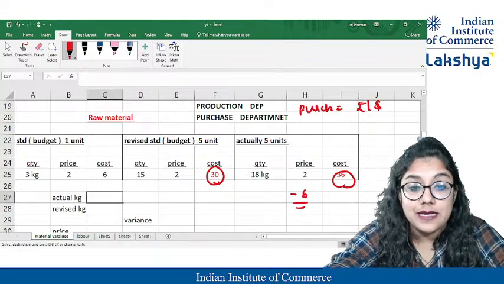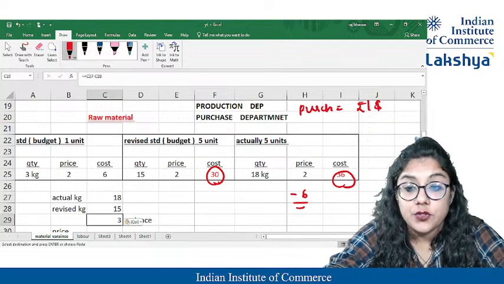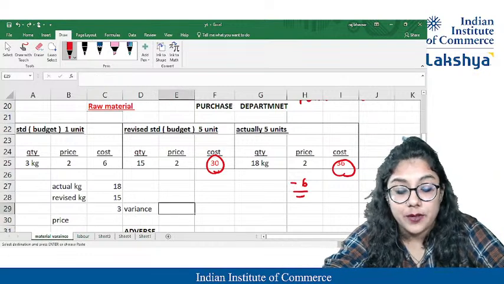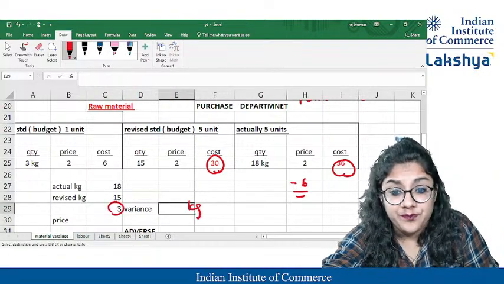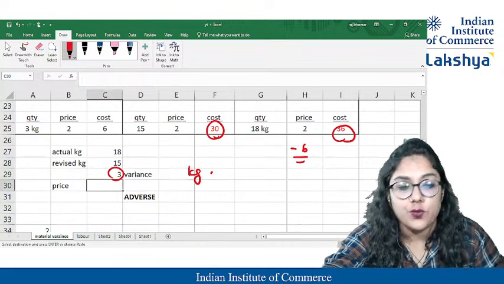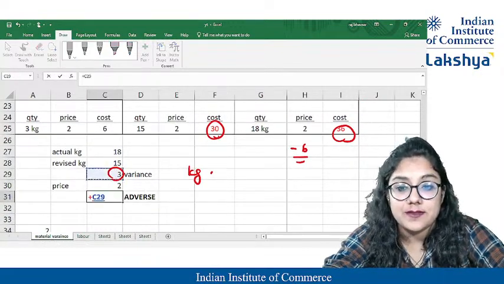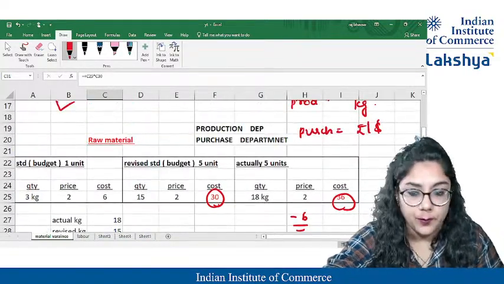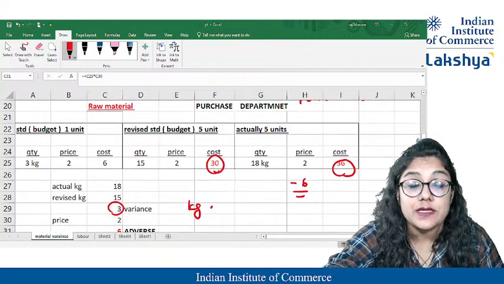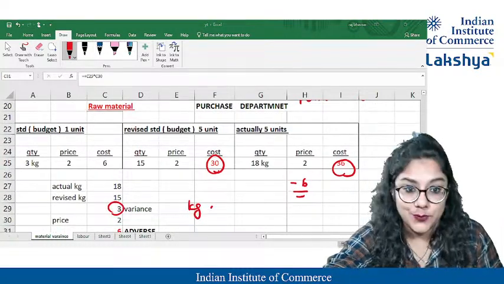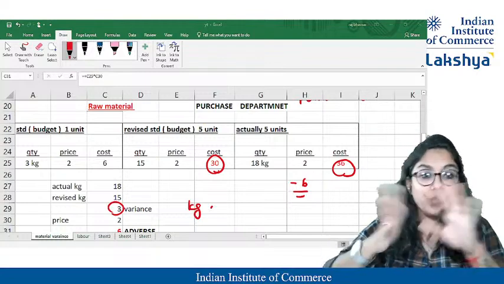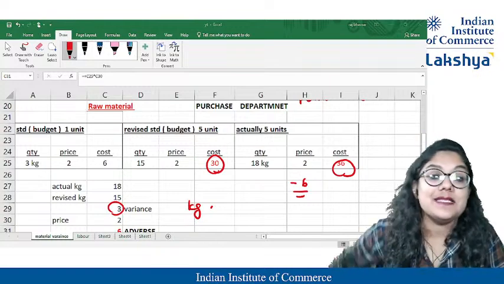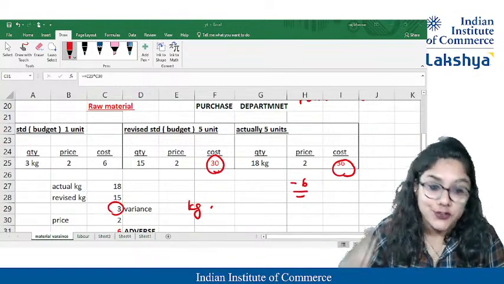So actual kgs are 18. Revised was 15. So I had an extra 3 kgs. What is the price, ma'am? The price was 2 only. So the variance is adverse 6. Easy. This is what we normally do. This is your first thing, which is known as material usage variance, where because of the difference in usage, you have certain changes. Agreed? That is the first point, material usage variance.